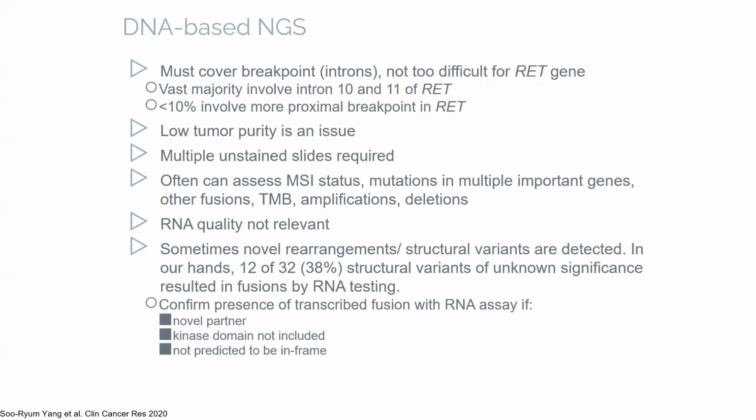One downfall is that sometimes a RET rearrangement might be identified that needs further testing because the kinase domain is not included, or the partner is novel, and/or the fusion is not predicted to be in frame. When this happens, a backup assay is needed, and probably the best backup assay would be an RNA assay that looks specifically at whether this rearrangement results in a transcribed fusion.